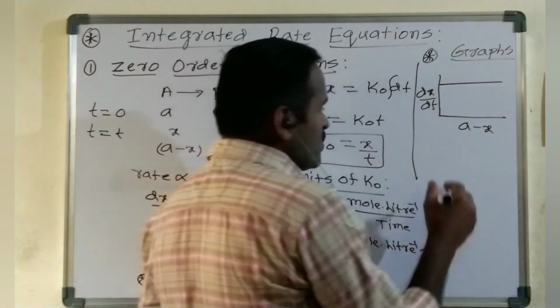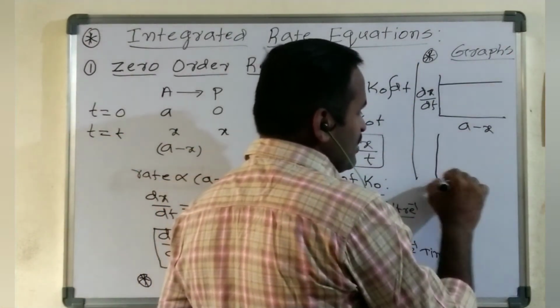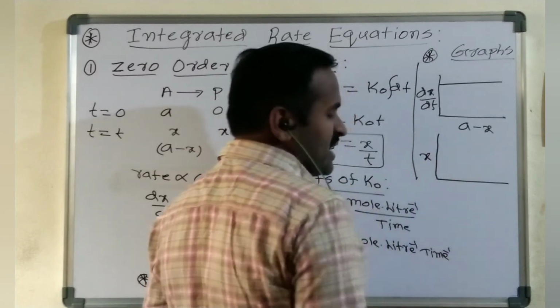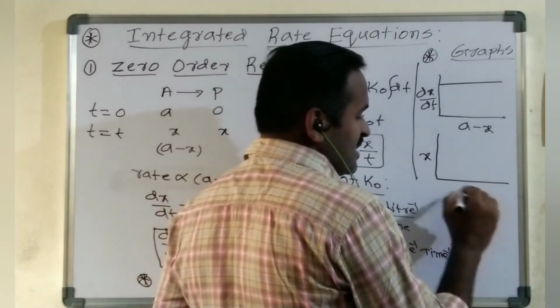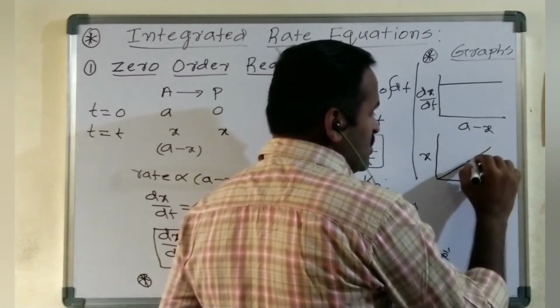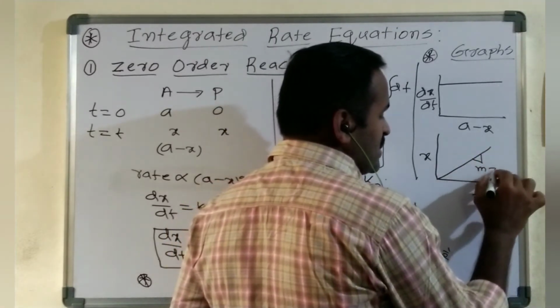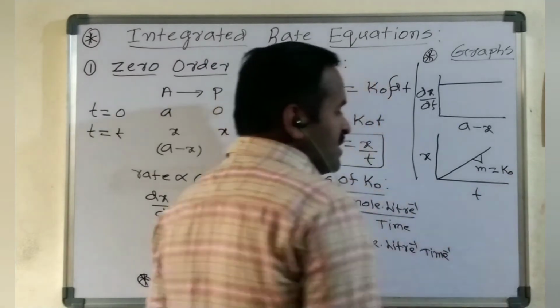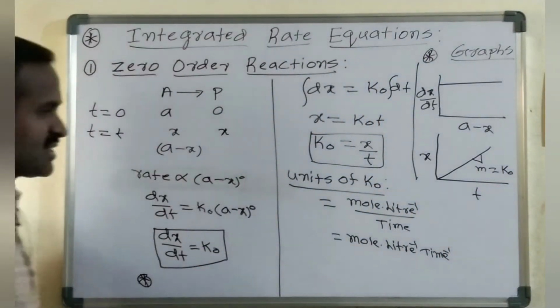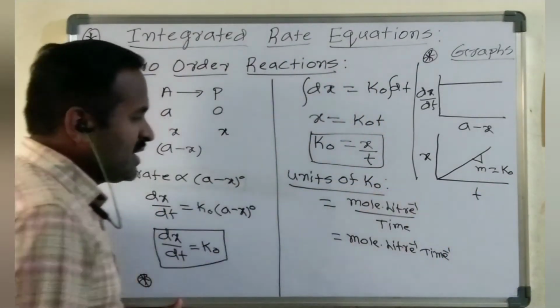Even from this I can draw another graph by taking the change in the concentration x on the y axis and time on the x axis. You will get a straight line which passes through the origin, and its slope m is equal to k naught, that is the zero order rate constant. So this is another graph.